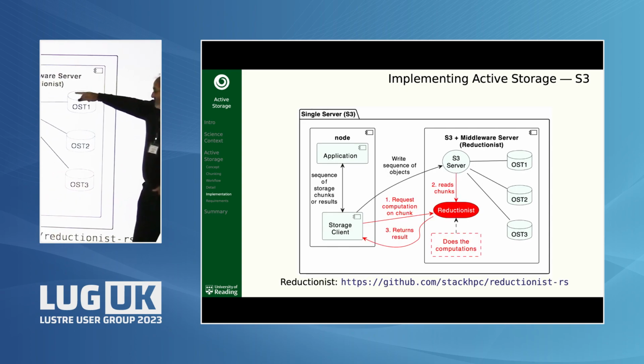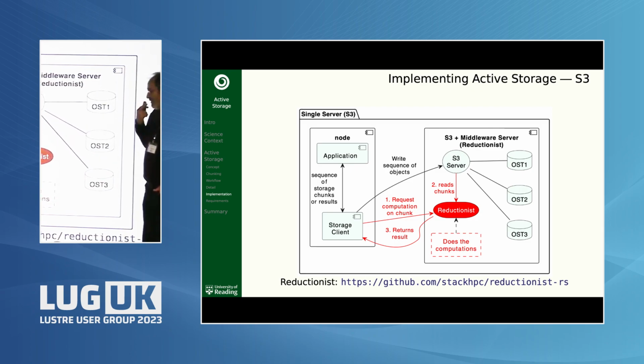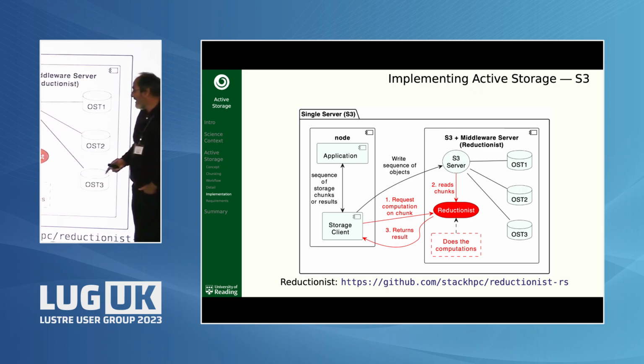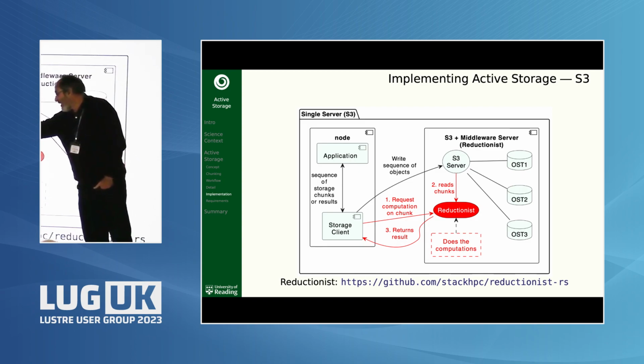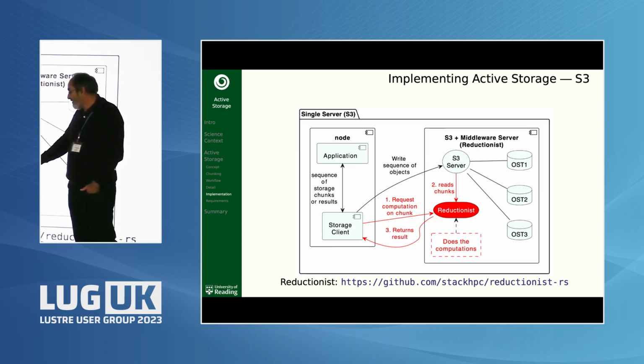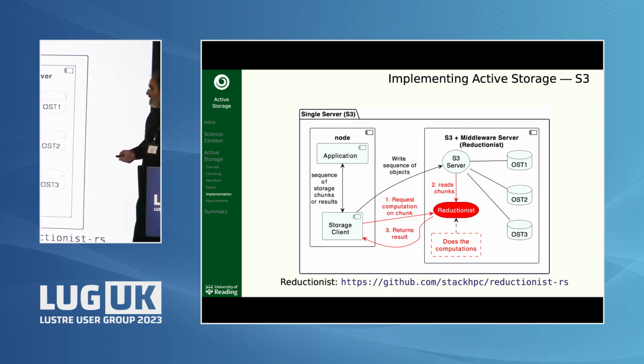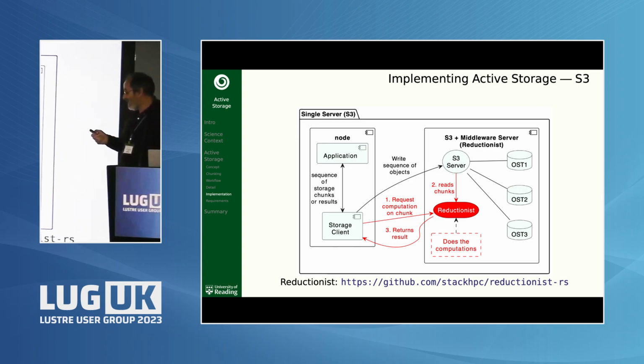But when we're reading stuff, we've got a new application sitting in this space called Reductionist. And it does what it says on the tin. The storage client can request a computation. It'll read the chunk, it'll do the computation, returns the result. So it's just an intermediary piece of middleware. Second, it's very easy to see how that will work in S3.